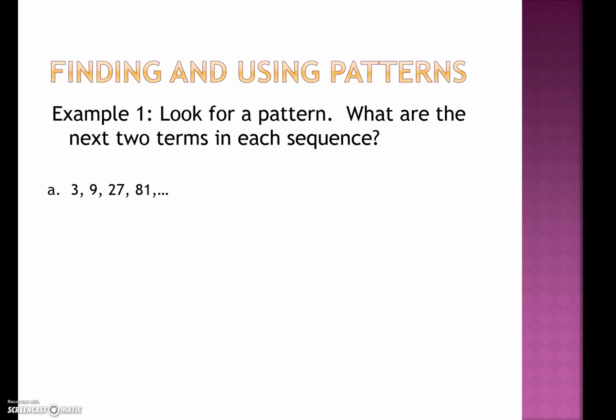However, in this case, just to keep it simple for us, I'm recognizing, all right, well, if I look at the 3 to 9, I'm going up by 6, but to go from 9 to 27, I'm going up by more than that. So I know I'm not adding something. So then let's look at multiplication. Well, to go from 3 to 9, I would multiply it by 3. Does that work for the rest of them? It sure does. 9 times 3 is 27, and 27 times 3 is 81.